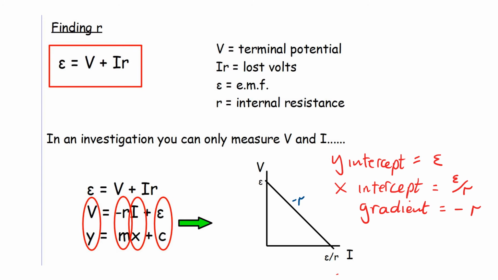And the gradient is going to be minus the internal resistance. The internal resistance is going to be a positive value. So this makes sense because we've got a negative gradient. We just need to reverse the sign and make that into a positive value for the internal resistance of the cell.